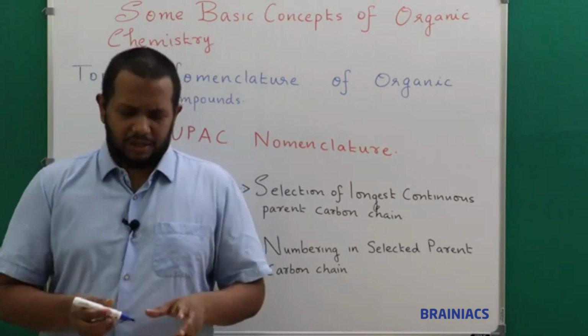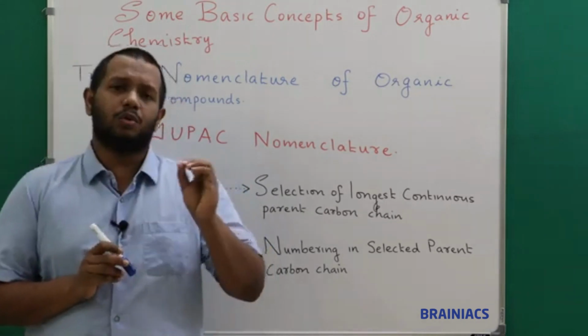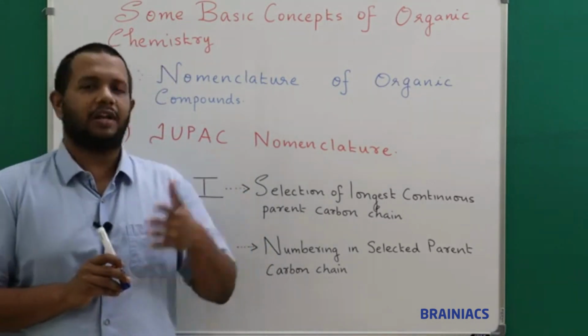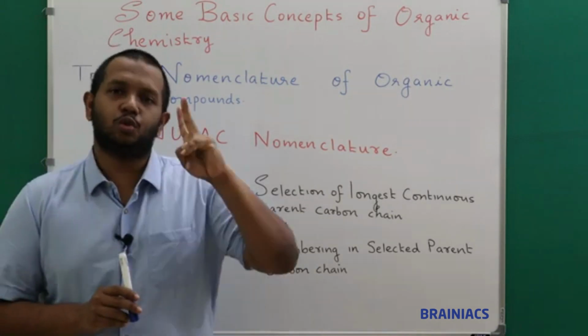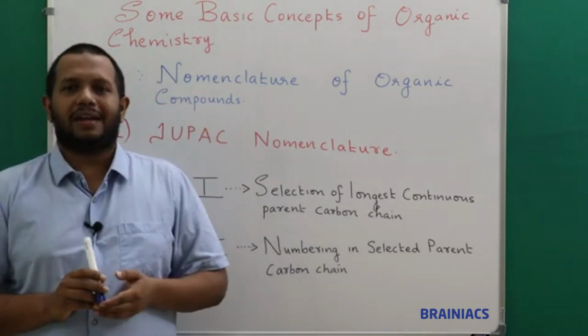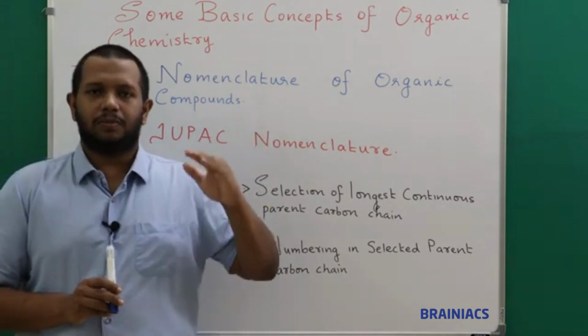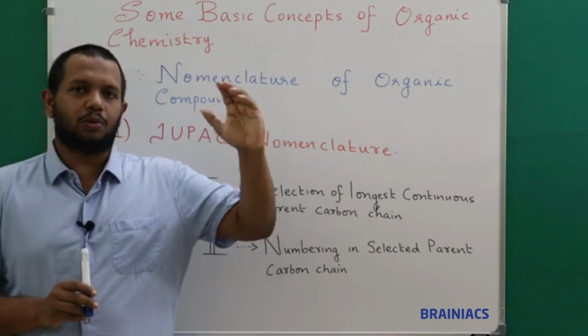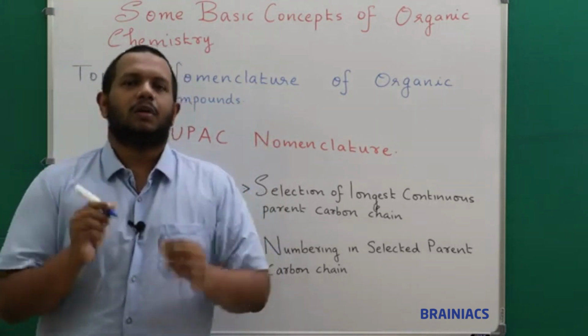Coming to IUPAC nomenclature, we can say there are certain rules that govern how to put the names. Broadly speaking, there are two main rules that you should remember. Under each main rule there are sub rules. So we will first say there are two main rules or two main steps. You can remember it like that.